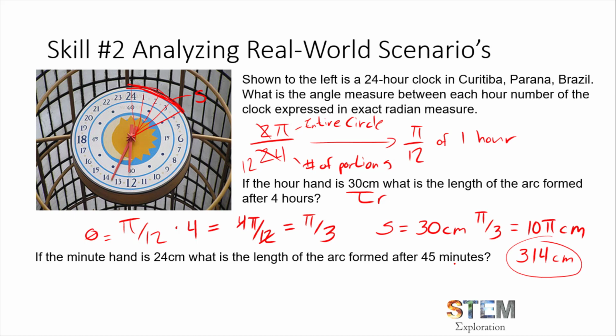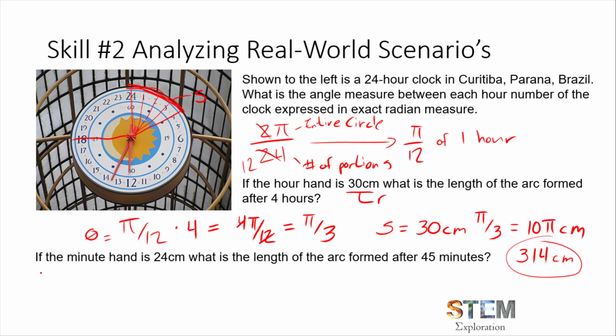Now, they also ask another question. They say, if the minute hand is 24 centimeters, what is the arc formed after 45 minutes? Well, we see 45 minutes, if we're looking at it here, is equal to 18 hours on this clock. So you could go and figure out what the radian measure should be, or we could just use the value that we found before.